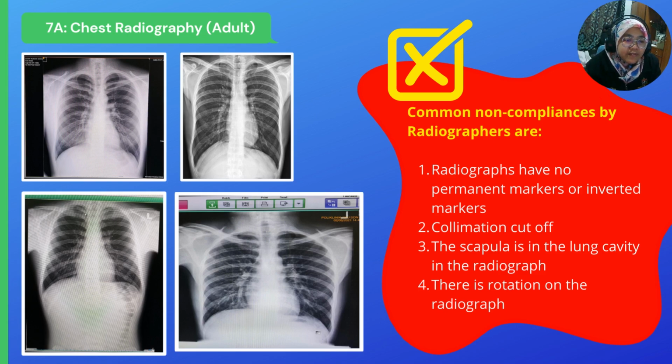I would like to highlight findings from the first audit form, chest radiography adult. The most common non-compliance by radiographers are the first one, radiographs have no permanent markers or inverted markers, and then second, collimation cut off. Third, the scapula is in the lung cavity in the radiograph. And fourth, there is rotation on the radiograph. So this is the most common mistake that we are doing.